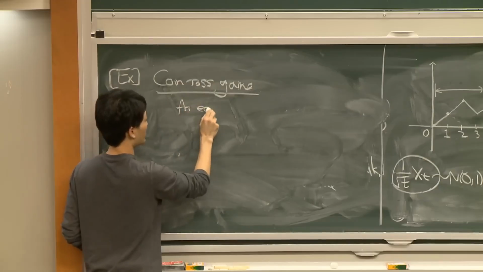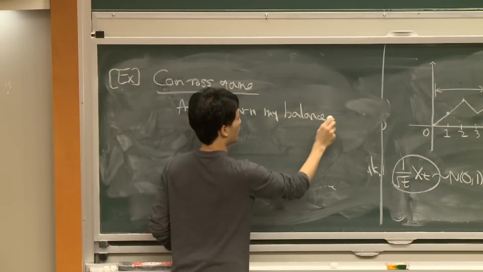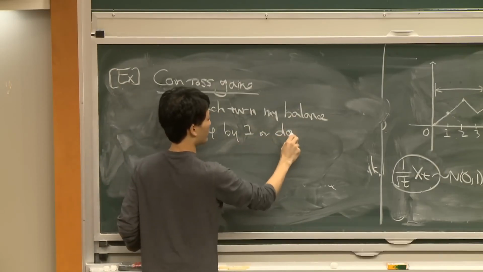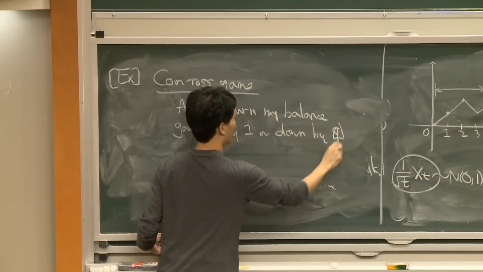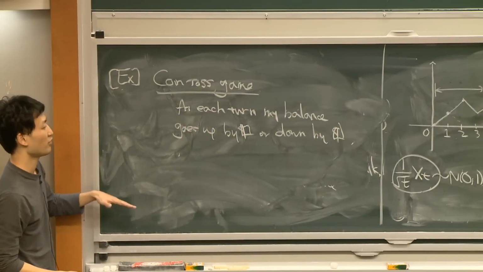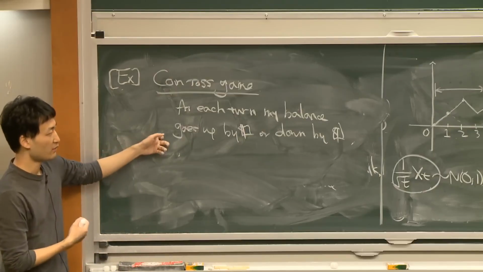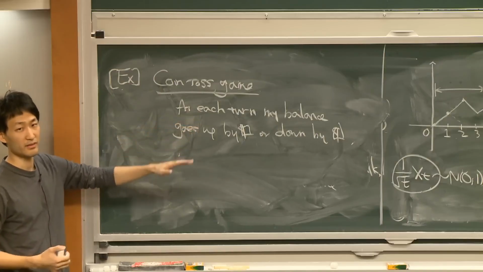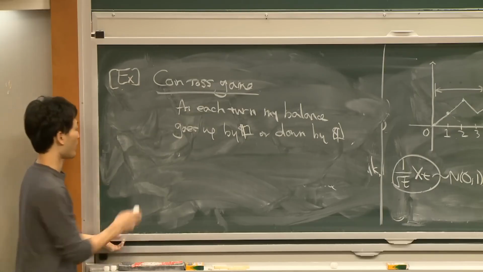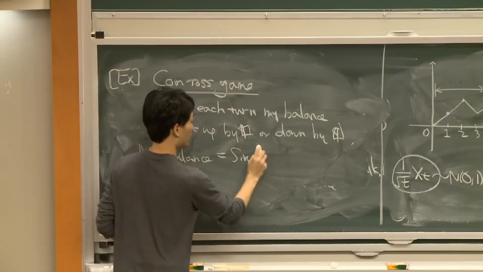So from my point of view, in this coin toss game, at each turn, my balance goes up by $1 or down by $1. And now, let's say I started from $0 balance, even though that's not possible. Then my balance will exactly follow the simple random walk, assuming that the coin is fair, so it's a 50-50 chance. Then my balance is a simple random walk.